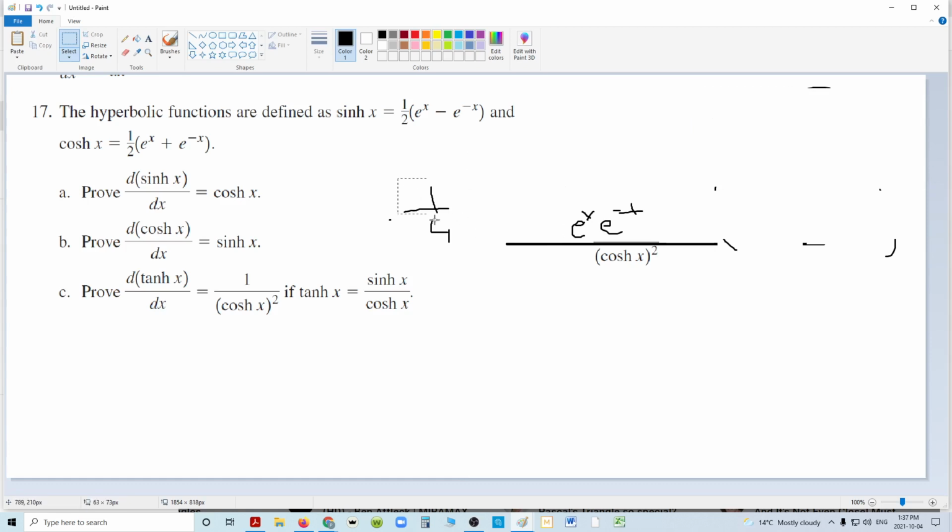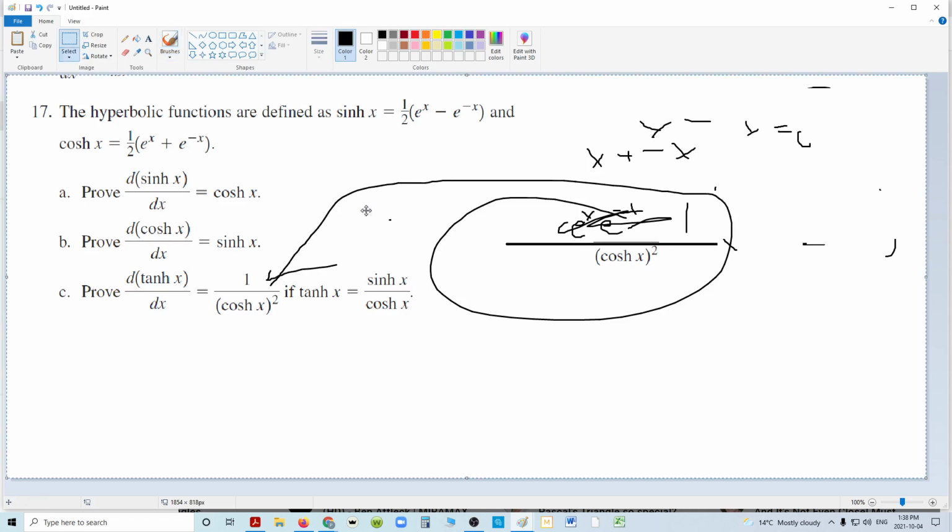Well, a quarter times 4 is 1. And when we have exponents to the same base, you can add their exponents. Well, x plus minus x is x minus x, which is 0. So you get e to the 0, which is 1. And therefore you've proven this is true.